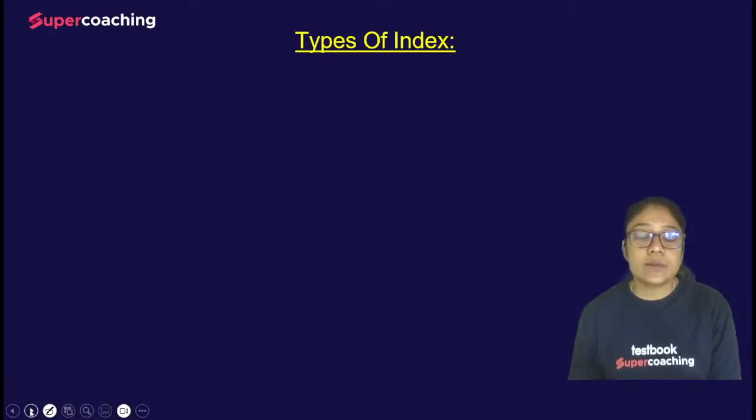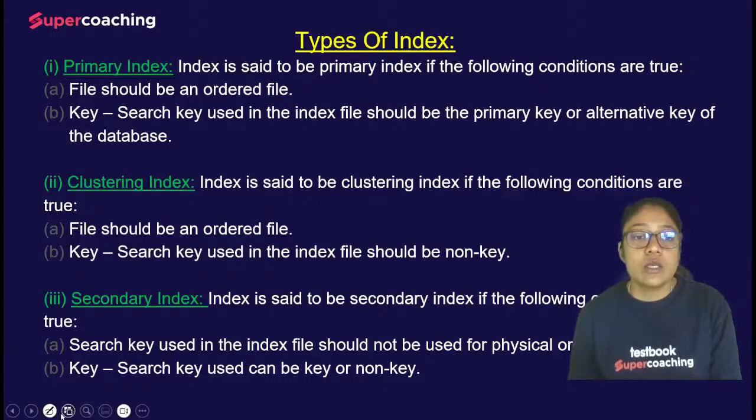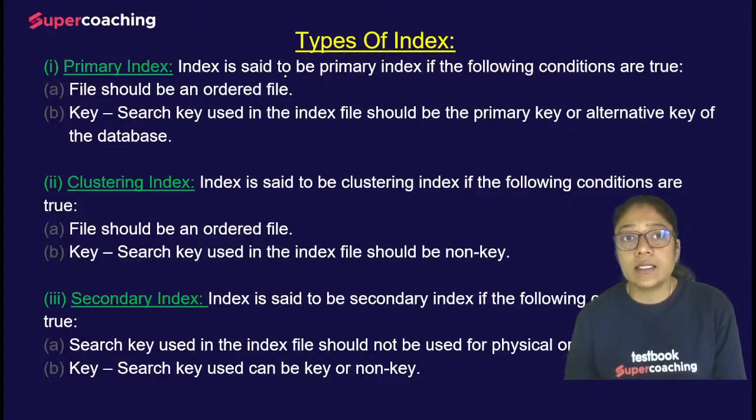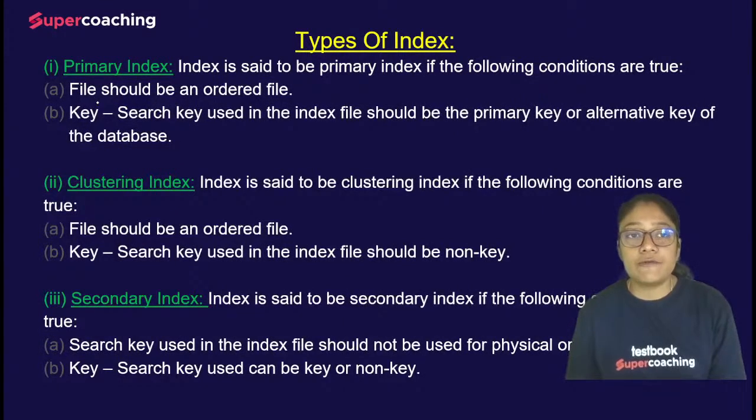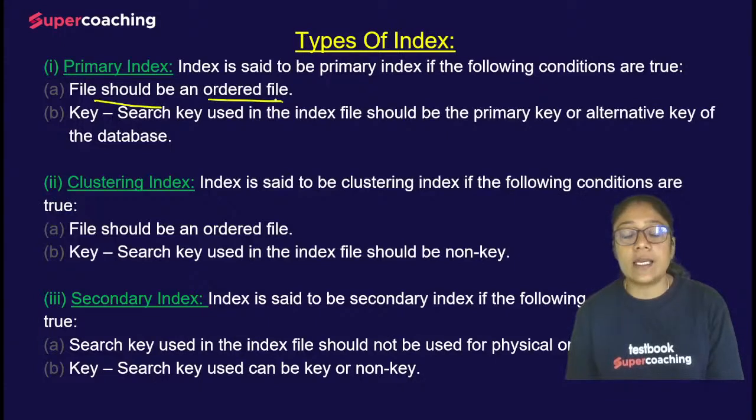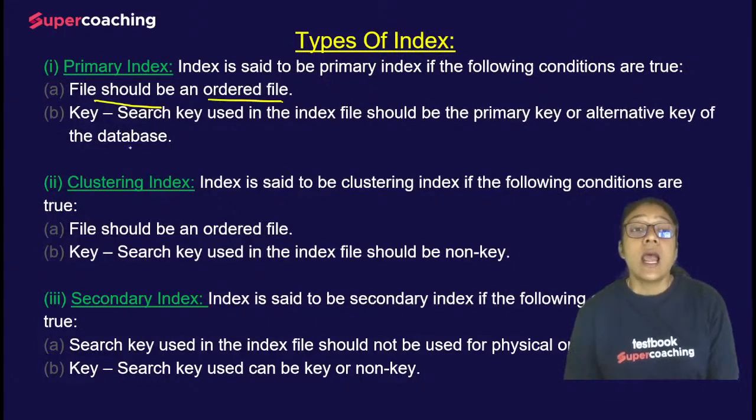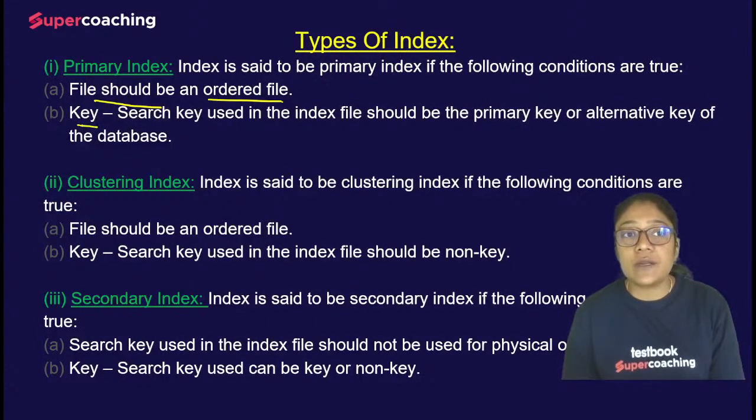So in the primary index, this primary index is created when two conditions are satisfied. पहली condition क्या है? File should be the ordered file, यानी कि entries should be sorted. And second one is जो search key field है, that should be the primary key or the alternate key of the database. Primary key means we'll be having unique entries.